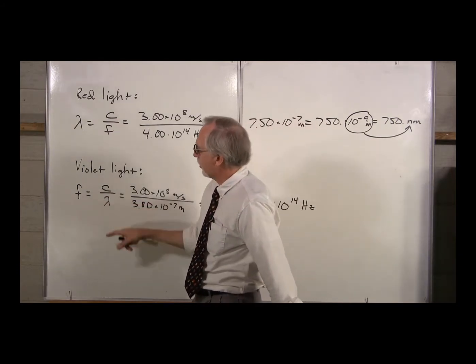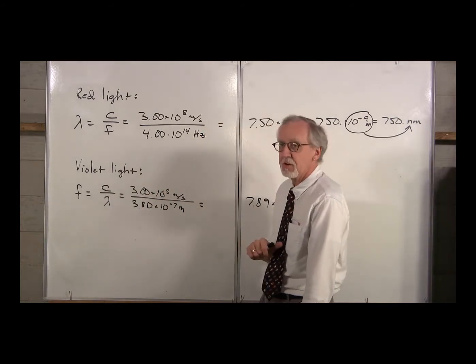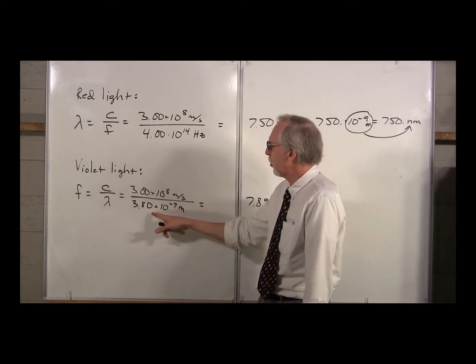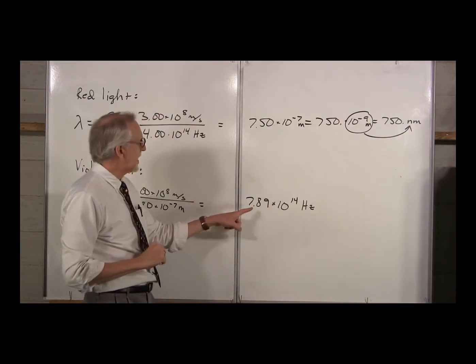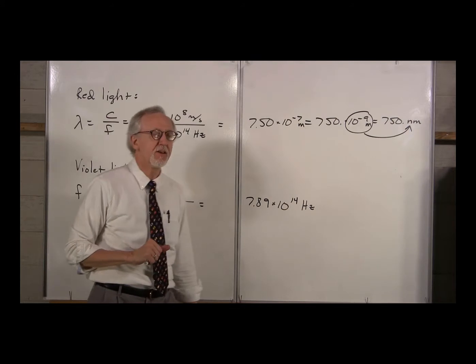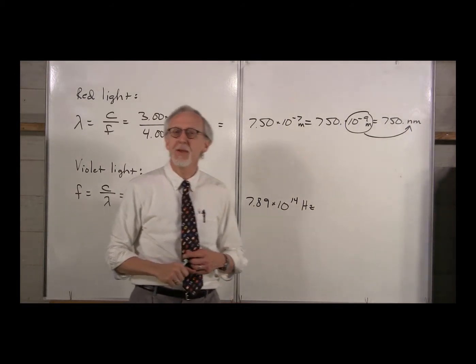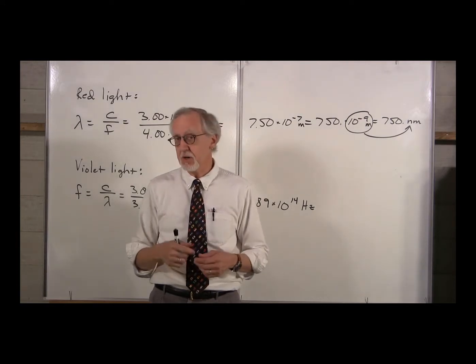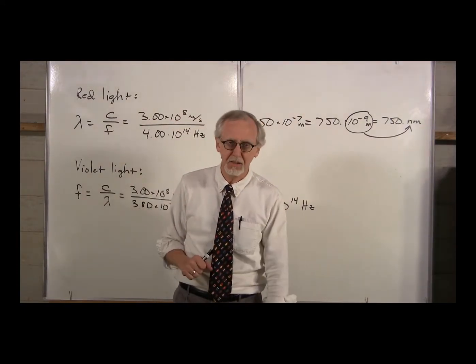Again, lambda f equals c, so f equals c over lambda, or 3 times 10 to the 8th meters per second, divided by 3.80 times 10 to the minus 7th meters. Divide that out, and we get 7.89 times 10 to the 14th hertz. Very good. So we can use that result, lambda f equals c, to go either way. We could use it if we know lambda to figure out f.